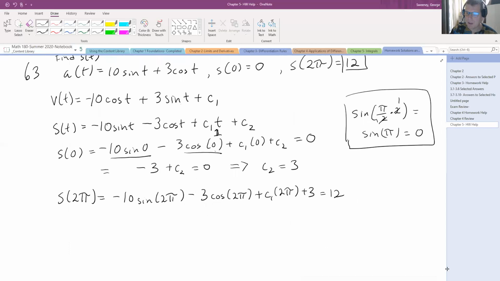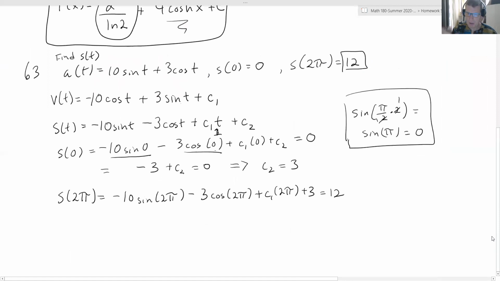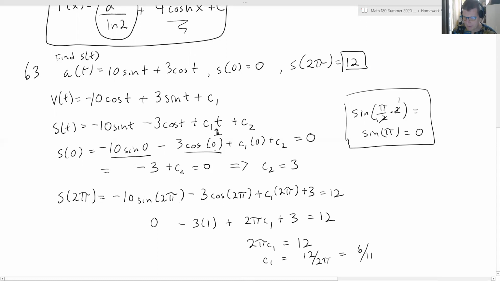And sometimes you might have to use a system of equations in order to do these things. So another one of those things that you probably want to make sure that you feel comfortable with. And so this is now -10 times 0. So this is 0 minus 3 times 1, so that's -3, plus 2 pi C1 plus 3 equals 12. So that gives me that 2 pi C1 equals 12, because the -3 and 3 will go away. So C1 equals 12 over 2 pi, which is equal to 6 over pi.